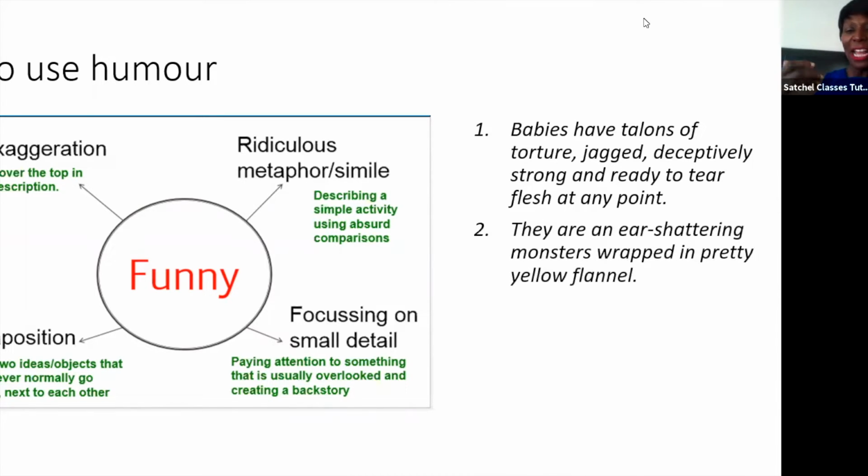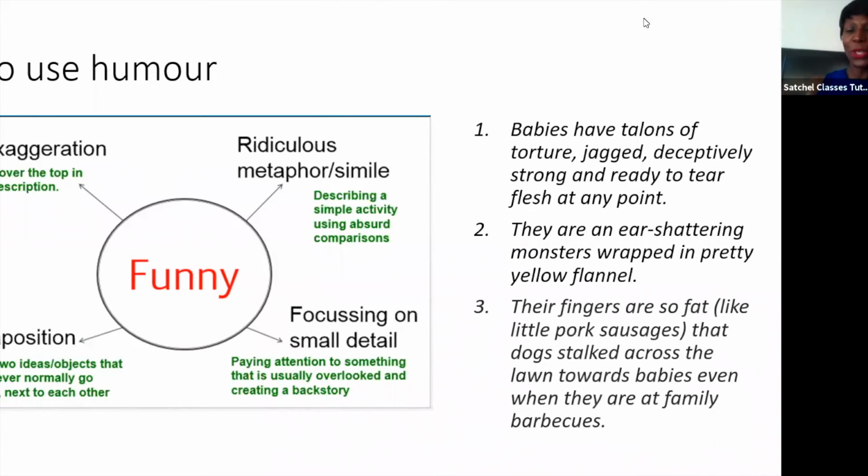They are ear-splitting monsters wrapped in pretty yellow flannel. So you can see this kind of contrast between something that's monstrous, something that's pretty, trying to be humorous. Their fingers are so fat, like little pork sausages, that dogs stalk across lawns towards babies, even when there are family barbecues. So babies' fingers are so fat and podgy, dogs would prefer them to sausages. So again, you have to judge the humour. Will the people that you're writing to, your particular audience, find this particularly interesting, or will they find it a bit offensive or even immature?